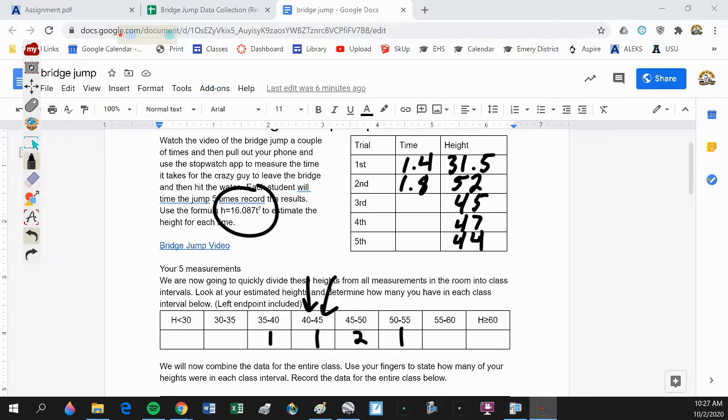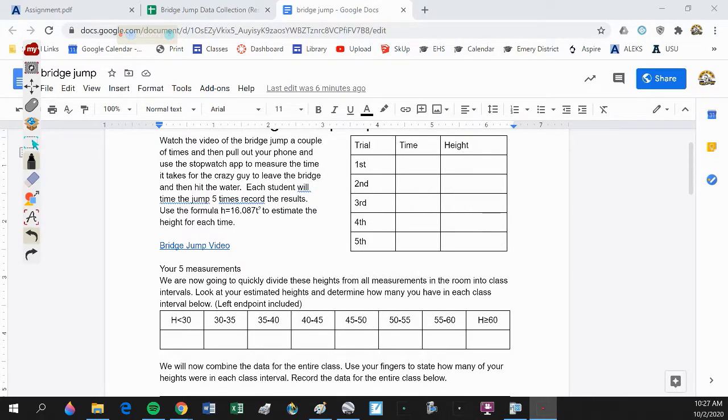Okay. Now, I sent you an email, it's a Google form for the bridge jump video. So go into your email, enter all 5 of your heights, and submit it. And then when we come back, I'll show you what that looks like.